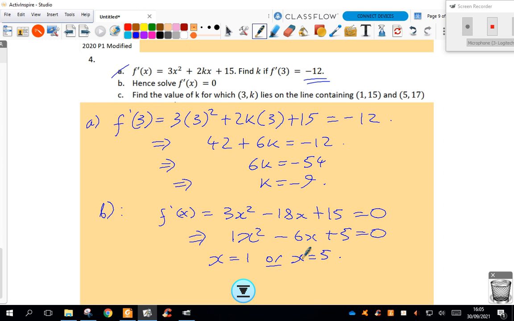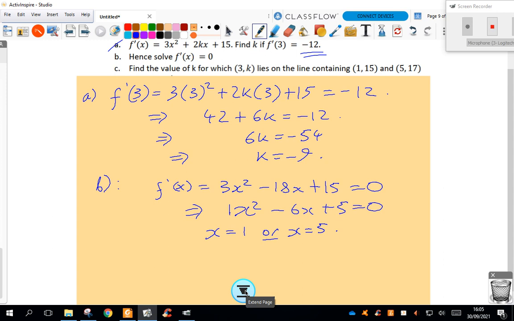Okay, part C. Find the value of k for which 3 comma k lies on the line containing 1 comma 15 and 5 comma 17. A couple of different ways to go about this. I could find the equation of the line and investigate how k satisfies that equation, or how 3 comma k could be on that line. But if it's on the line, well then the slope between any two of these 3 points should be the same.